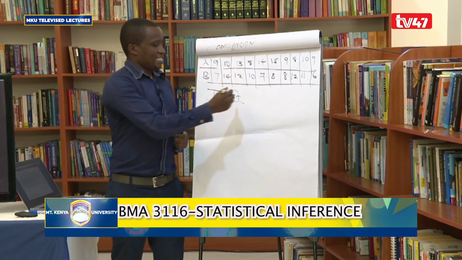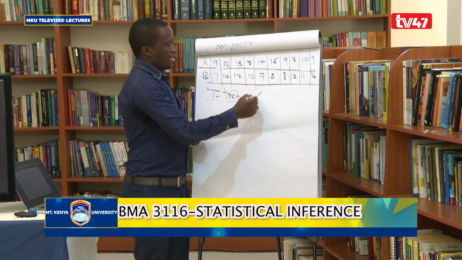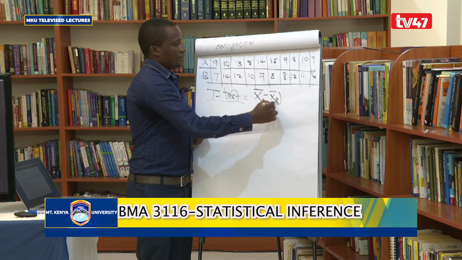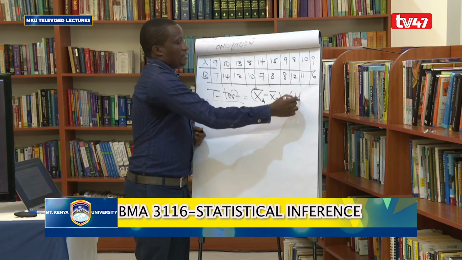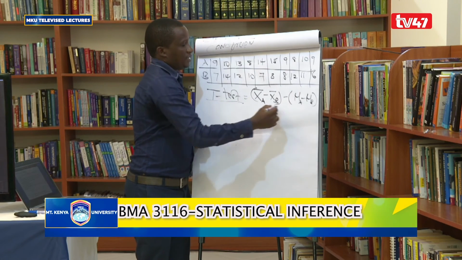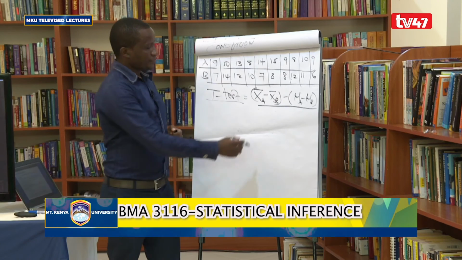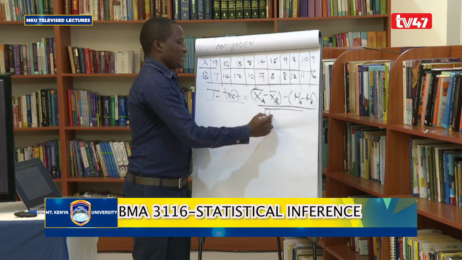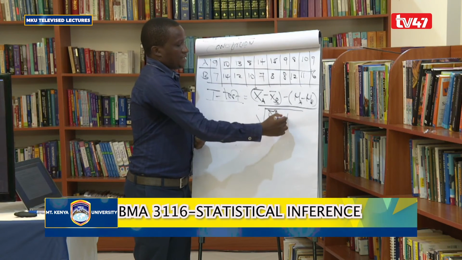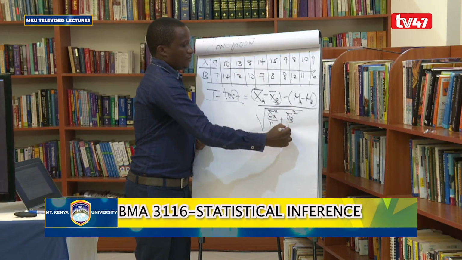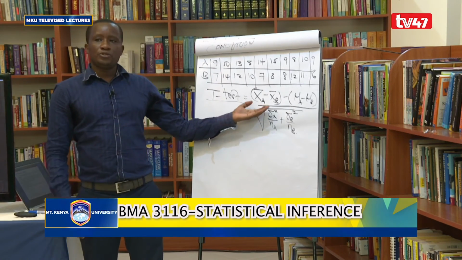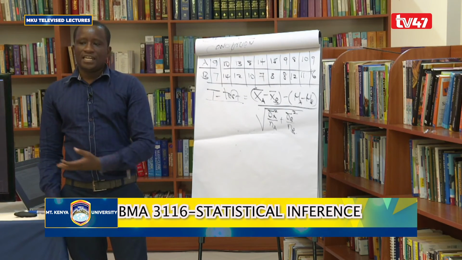So a t-test in this case is defined as x bar A minus x bar B, minus mu A minus mu B, divided by the square root of sigma squared of A over NA plus sigma squared of B over NB. So this is the test statistic we are going to use to carry out such a test of hypothesis.